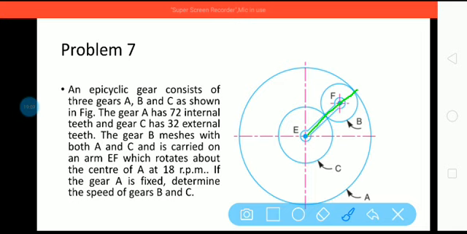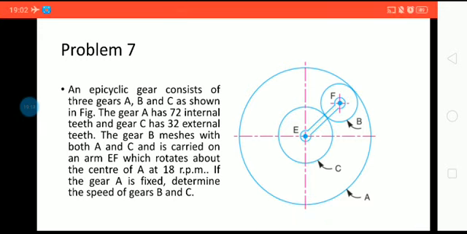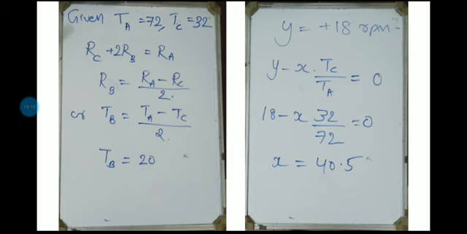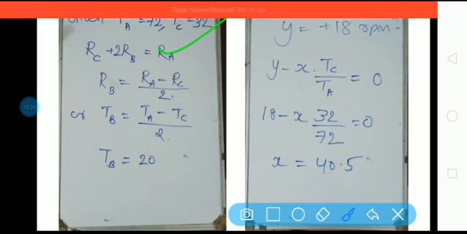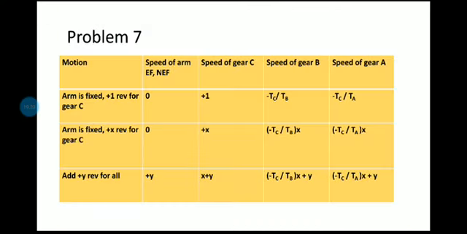radius of C plus 2 times radius of B, right? But that is also equal to radius of A. So you can write radius of A equal to radius of C plus 2 times radius of B. Then you can substitute in teeth, then you can find TB. So you will get TB as 20. Then you form the table.